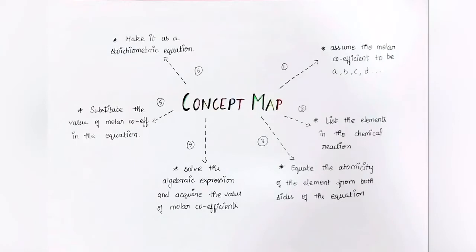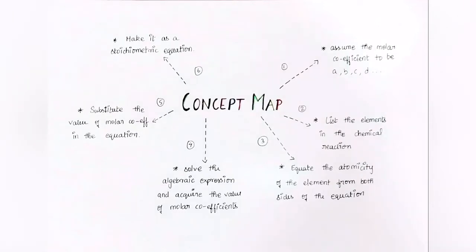So always in a chemical reaction, before balancing it, we have to list the elements in the chemical reaction to get a clear picture of which elements we are dealing with. And the third step is to equate the number of atoms in the molecules of an element from both the sides of the equation. When we do this, we get an algebraic expression.